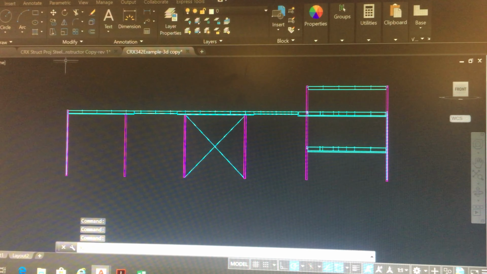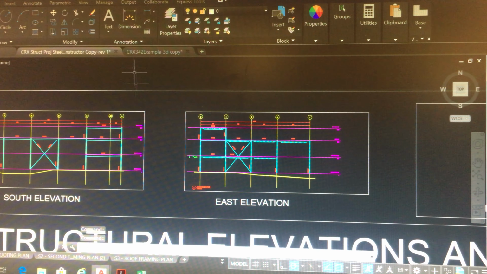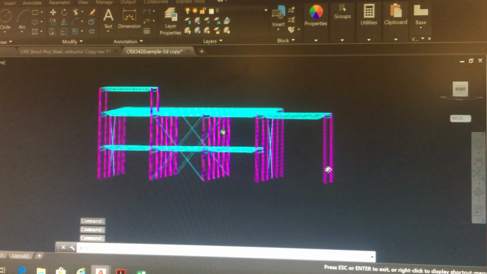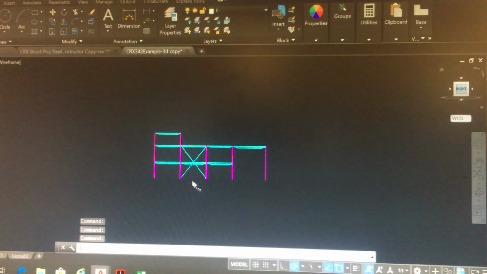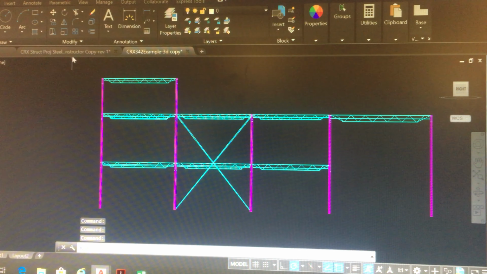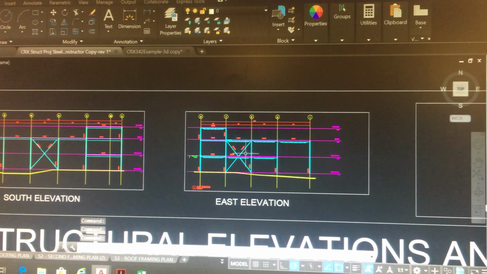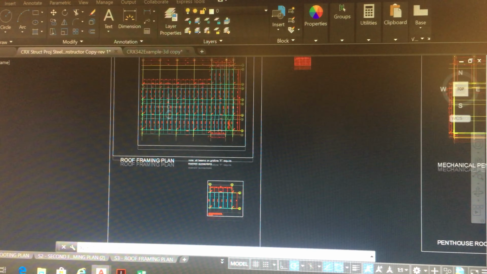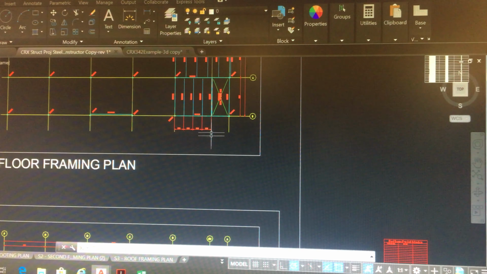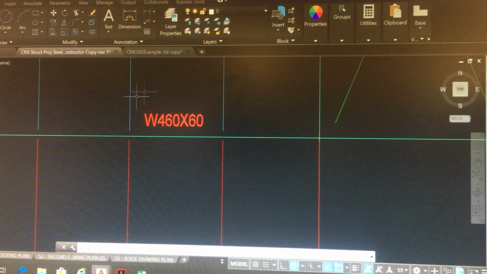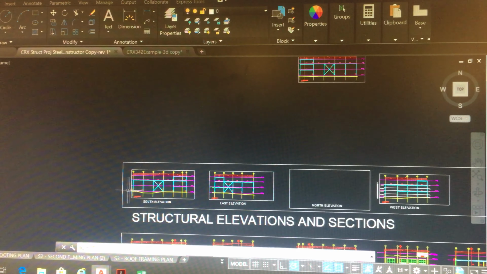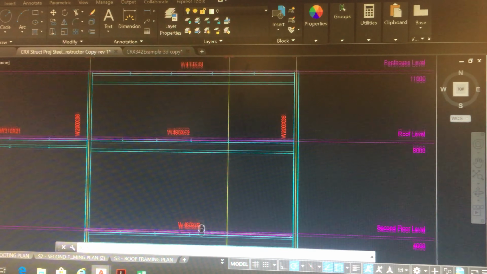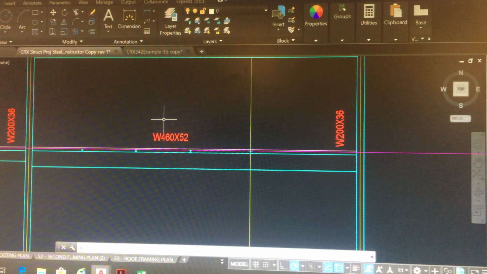I also provided you here with the east elevation. If I were to look at this building from the east, this is what it would look like. This is the east elevation, and this is similar to what I have here, this one. And pretty much what is this? If I go here, check it out, let me show you. This is my south elevation, right? On the second floor, I should have a W460 by 60. So if I go here, south elevation, I have a W460 by 60. If I go on the second floor, I should have a W460 by 52.